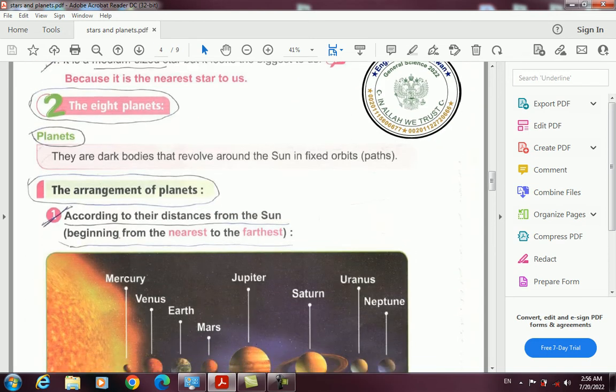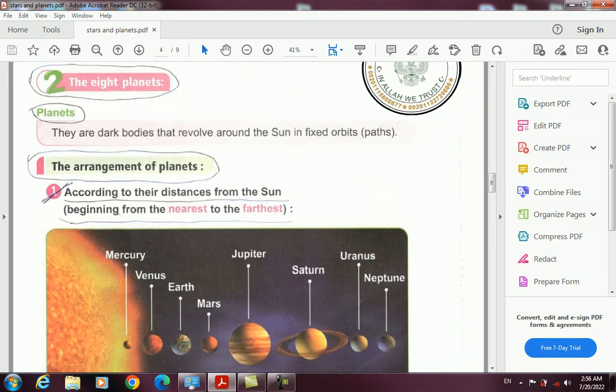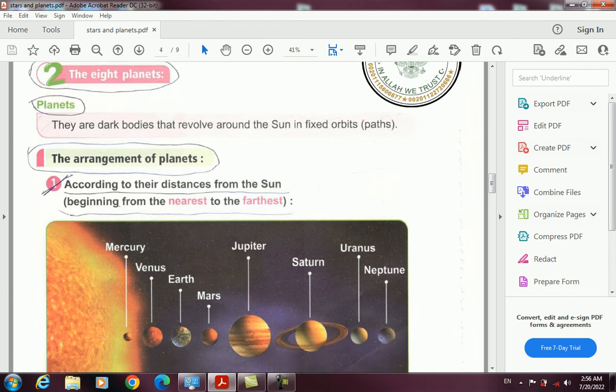What about the 8 planets? First of all, what's the definition of a planet? Planets are dark bodies that revolve around the sun in fixed orbits or paths.